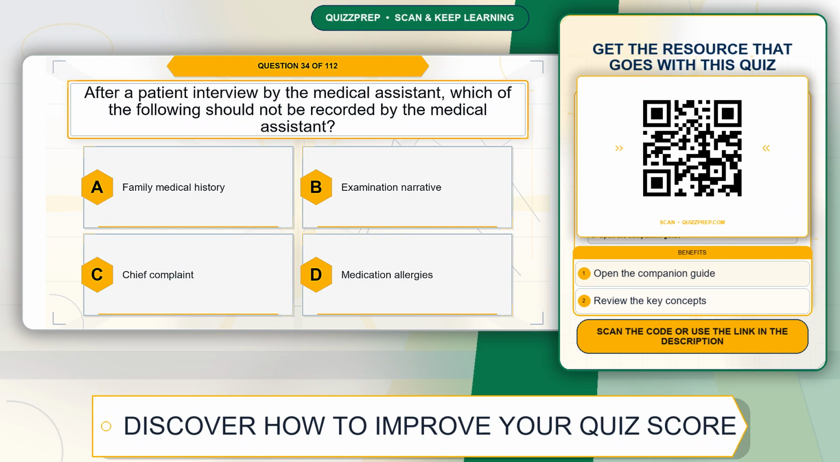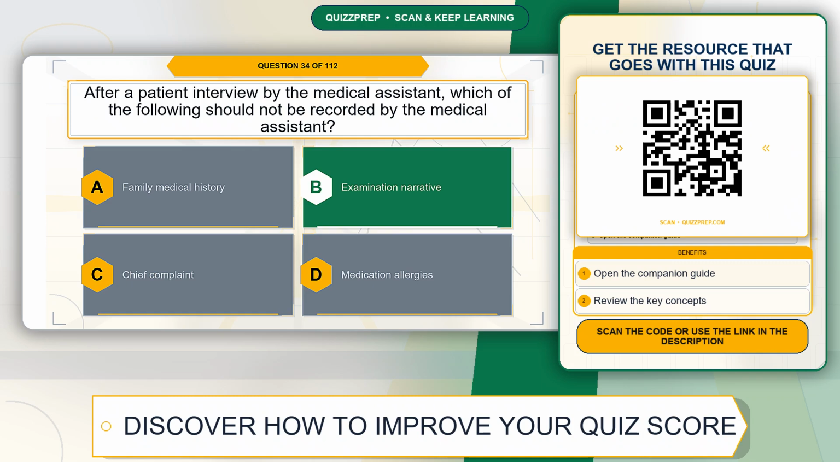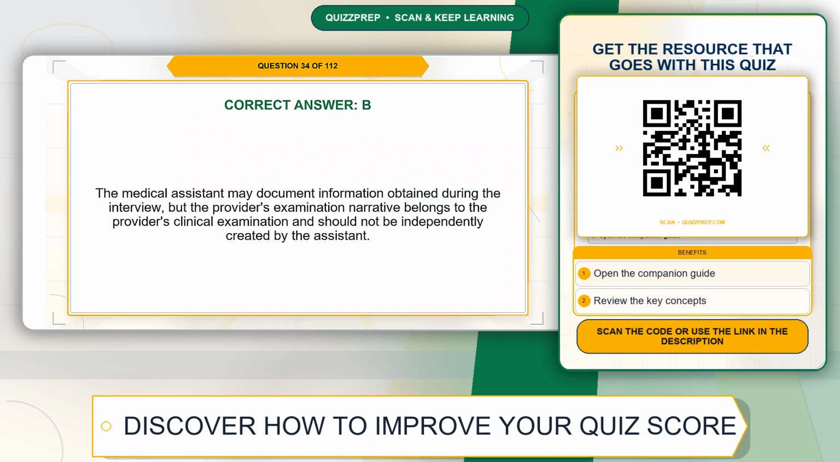Question 34. After a patient interview by the medical assistant, which of the following should not be recorded by the medical assistant? Option A, family medical history. Option B, examination narrative. Option C, chief complaint. Option D, medication allergies. The correct answer is option B, examination narrative. Explanation. The medical assistant may document information obtained during the interview, but the provider's examination narrative belongs to the provider's clinical examination and should not be independently created by the assistant.